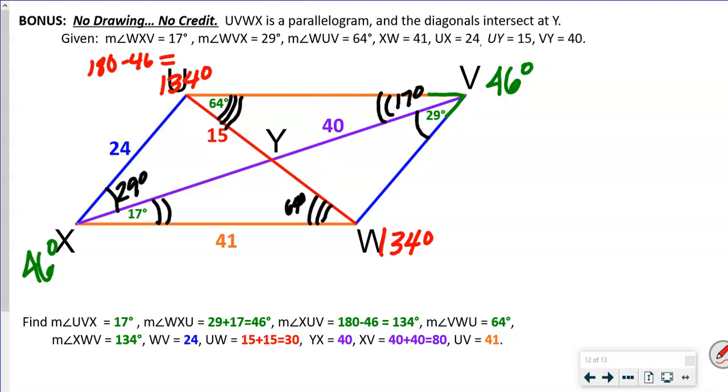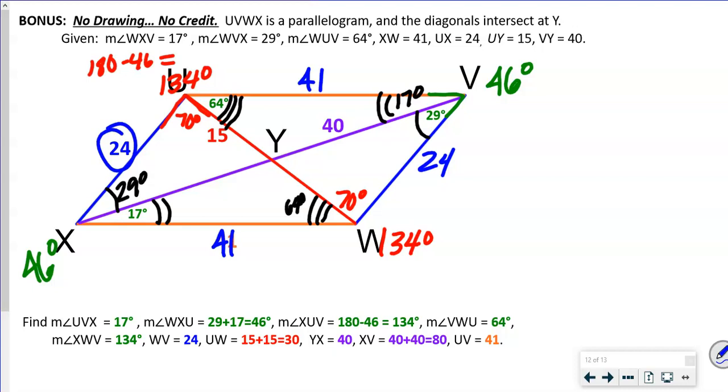Now, how would we find this angle right here? We would subtract 64 from 134. So this angle right here would be 70, which means this angle down here has to be 70 because, again, they're alternate interior angles, okay? So now we have that opposite sides are congruent. So if this is 24 over here, this has to be 24, right? And then we had our 41 down here. And so 41 up here, opposite sides are congruent again.